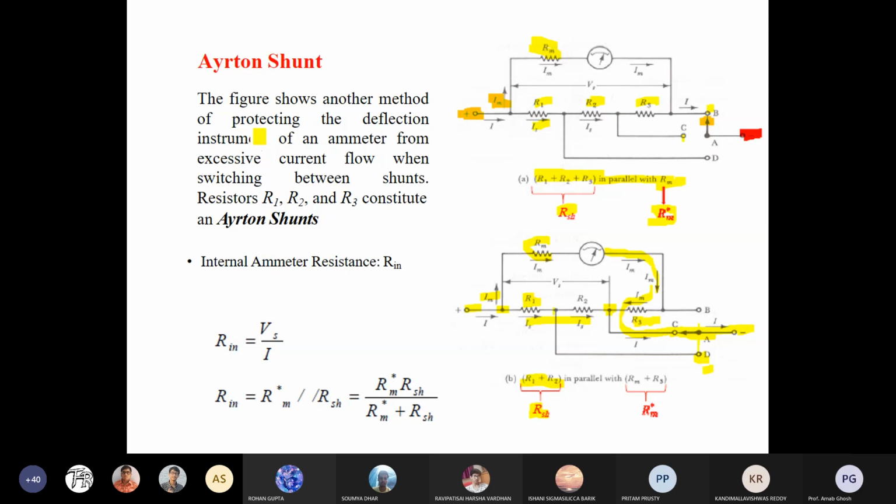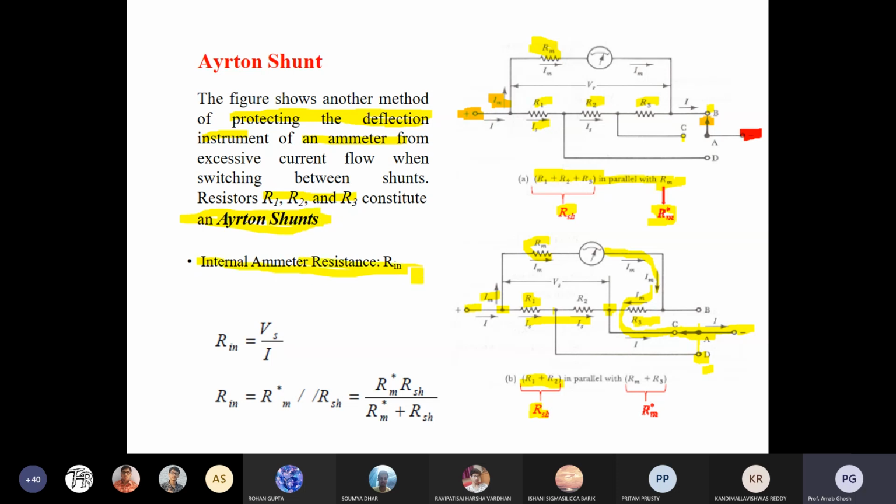Another method of protecting the deflecting instrument. Deflecting instrument means whatever instruments are there, the PMMC instrument, or any instrument, protecting against overcurrent flow. These are deflection instruments of an ammeter, protected from excessive current flow when switching between the shunt resistors R1, R2 and R3, which constitute what is called the Ayrton shunt. This is known as the Ayrton shunt.